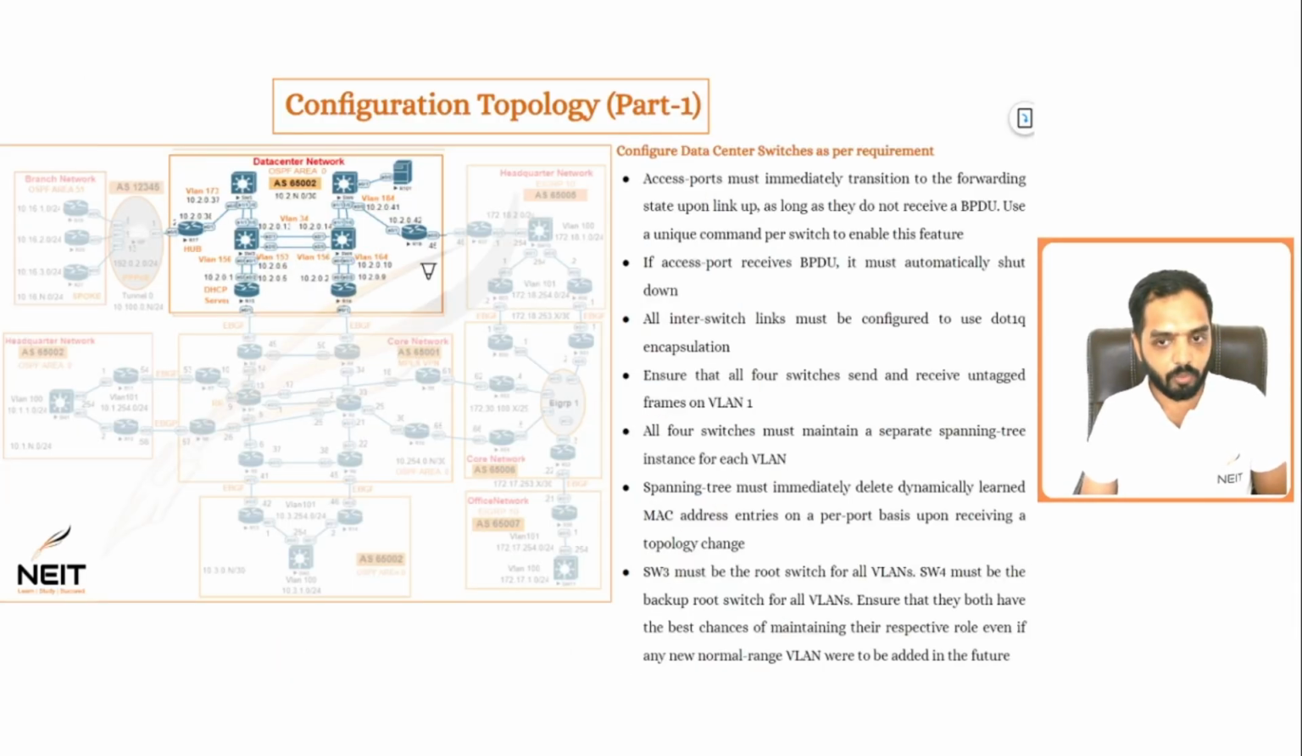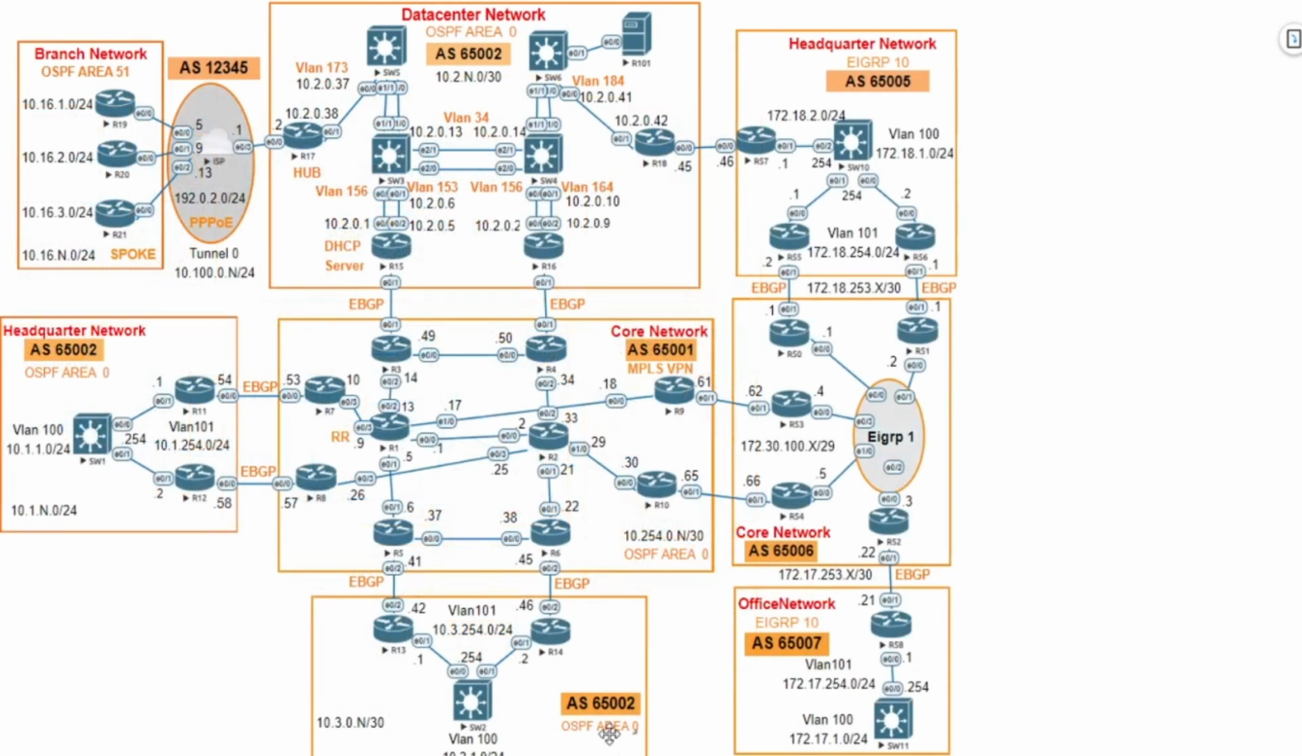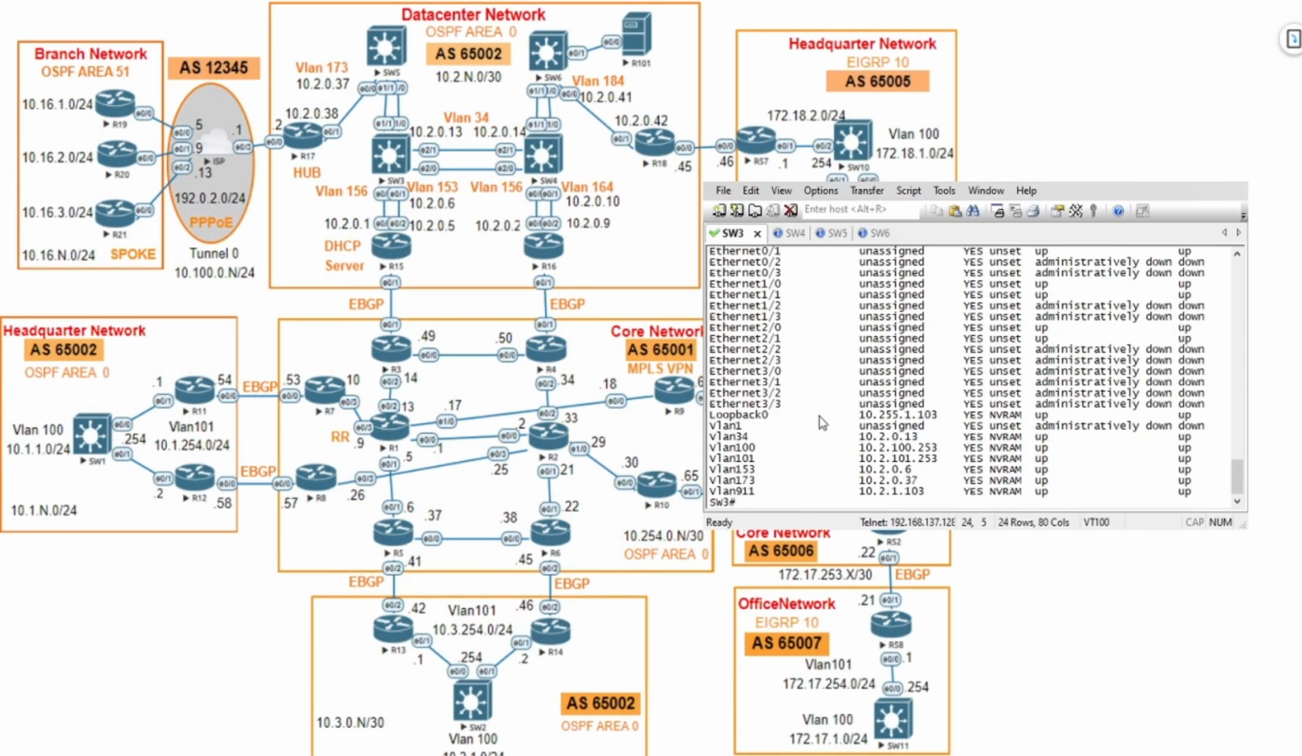Now our first requirement is that access ports must immediately transition to the forwarding state upon link up, as long as they do not receive a BPDU. For that we have to use a unique command per switch to enable this feature. And then if the access port receives a BPDU, it must automatically get shut down. So for that we have to configure PortFast and BPDU Guard on all the 4 switches. Let's start with switch 3.